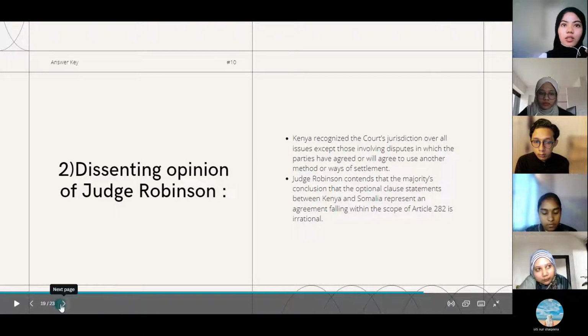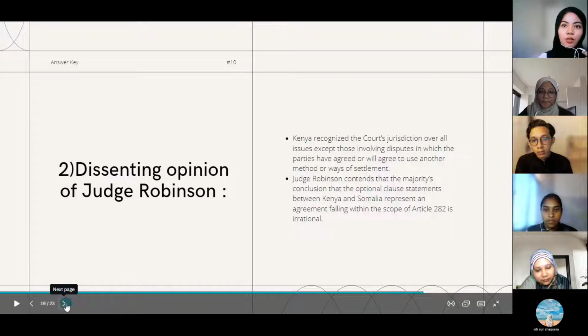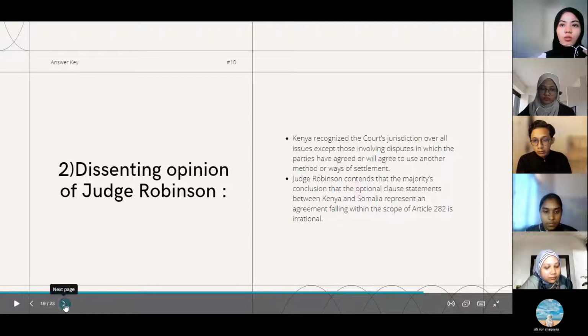The second one is the dissenting opinion of Judge Robinson. Kenya recognized the court's jurisdiction over all issues except those involving disputes in which the parties have agreed or will agree to use another method or ways of settlement. Judge Robinson contends that the majority's conclusion that the optional clause statements of Kenya and Somalia represent an agreement falling within the scope of Article 282 is irrational. Next slide.